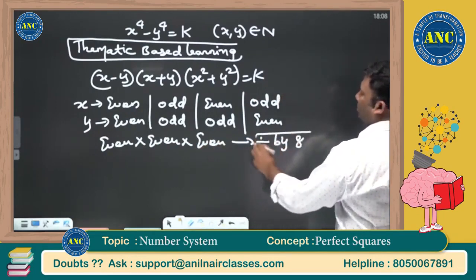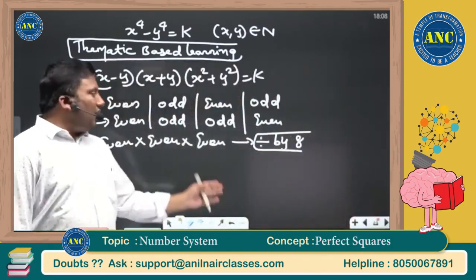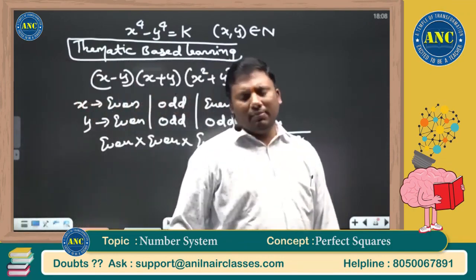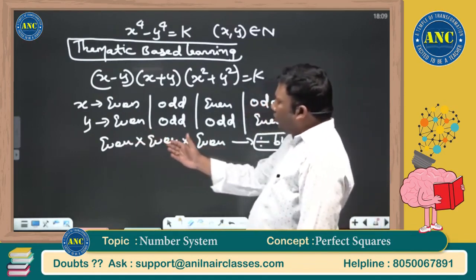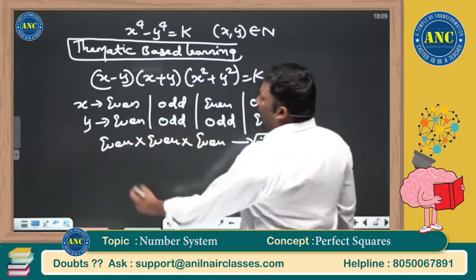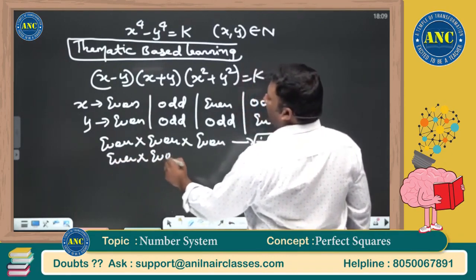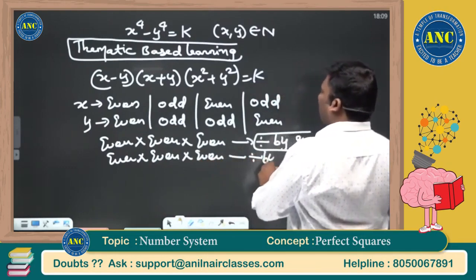divisible by 8. Why? Because one even number is 2k1, another is 2k2, another is 2k3. If you multiply three even numbers, definitely the answer will be divisible by 8 because 2k1, 2k2, 2k3. Odd minus odd, even number. Odd plus odd, even number. Right hand side is divisible by 8.